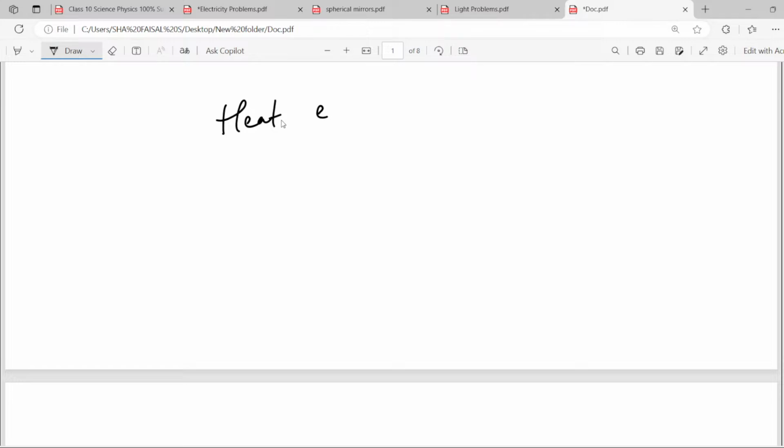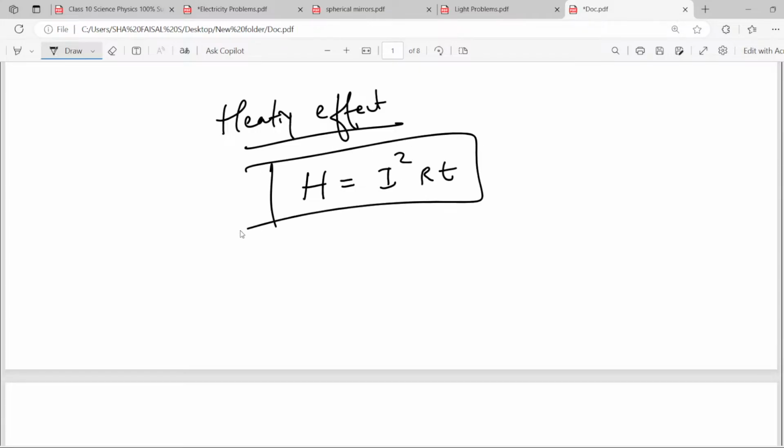That is nothing but the heating effect of electric current. To find how much heat is consumed, H is equal to I square into R into T. This is the next new formula to find the heat supplied. So H is equal to I square R T. I is electric current, R is resistance, T is time. H is heat, and as I said, the SI unit of heat is joule.